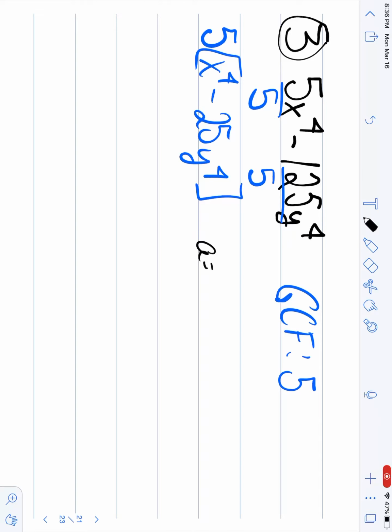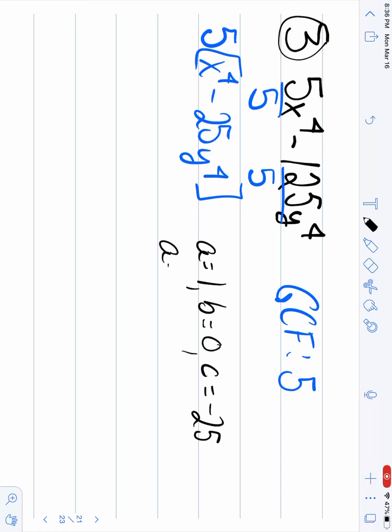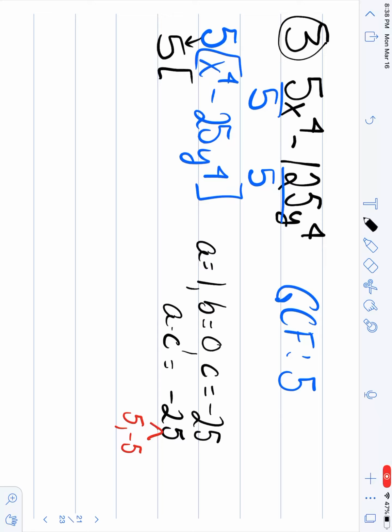So let's do our ABC method on this. So a equals 1, b equals 0, and c equals negative 25. Okay, so if I want to factor a pair of negative 25, because 1 times negative 25 is negative 25, the factor pair that I want is 5 and negative 5. I'm going to move this over just a little bit so it lines up there and I have more room to work. Okay, so bring down your 5. Keep the square brackets.